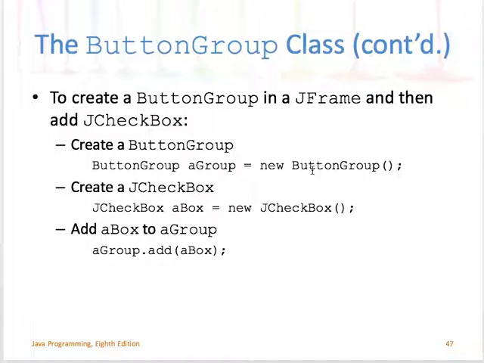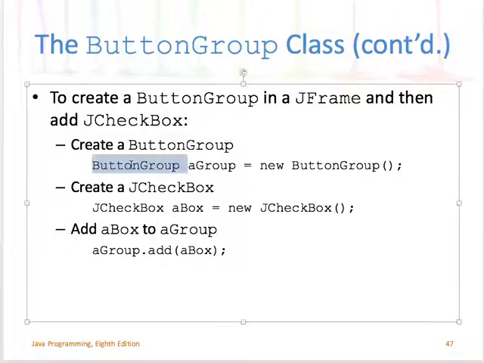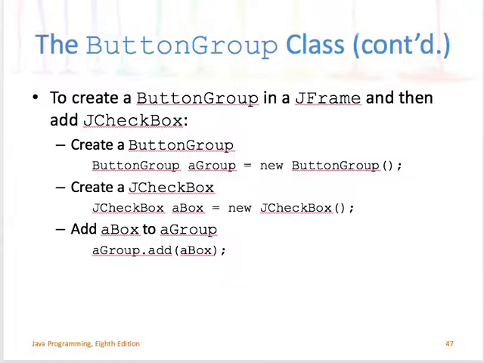Excuse me, I apologize. I got a cold. Create a button group, create a checkbox. These are all the same things that we've already talked about. Notice they're doing the same stuff. They have the name, the button group, the name of the class. You give it what you want to give it. You call it new button group. You have JCheckbox, same thing. You're adding these components. These are all similar things that you have to do.